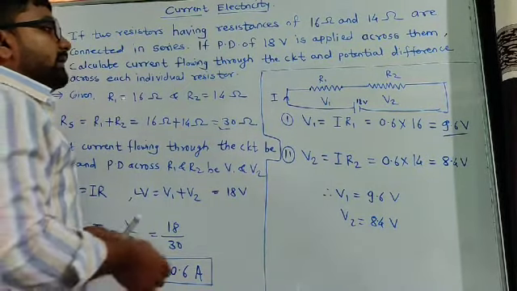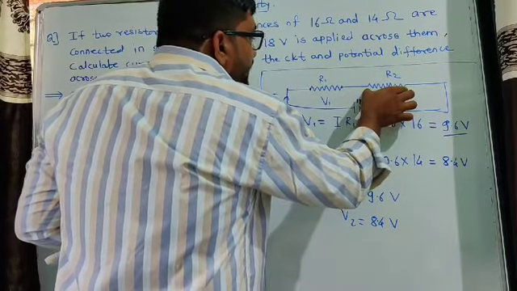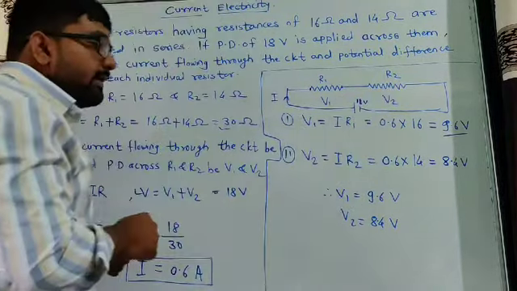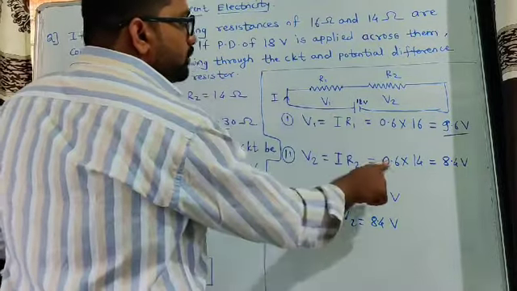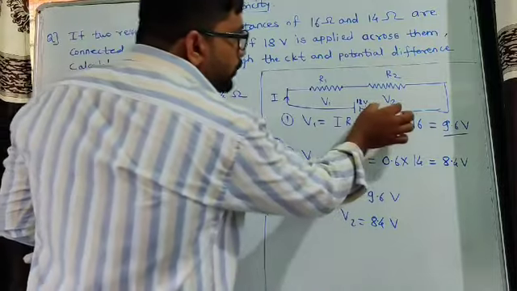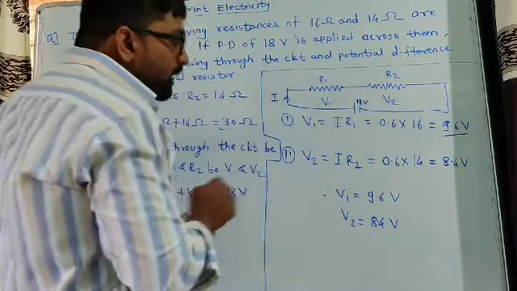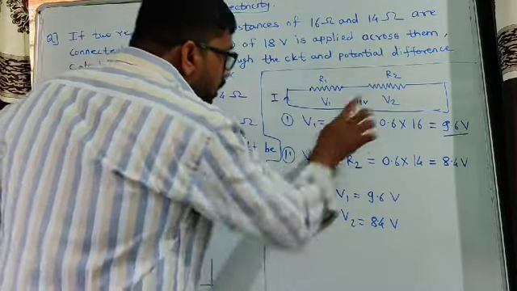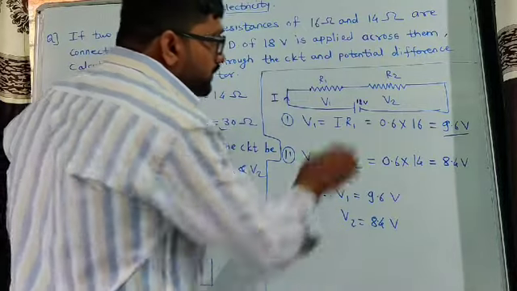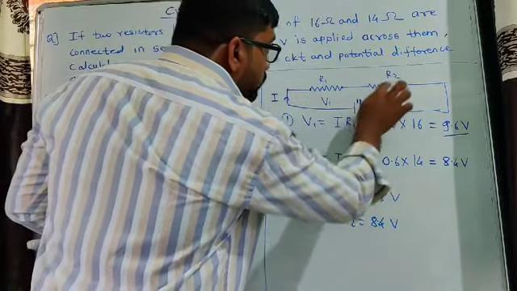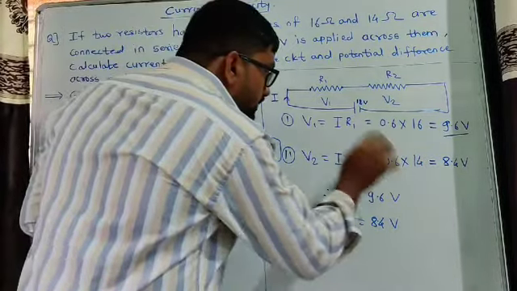Now second, we have to calculate the potential difference across this second resistor R2. We know the value of current flowing through the circuit is 0.6 ampere. So V2 is the potential difference across this resistor R2. We know according to Ohm's law, V2 will be equal to I, the current flowing through this resistor, and R2, the value of this resistor. We know the current is how much?